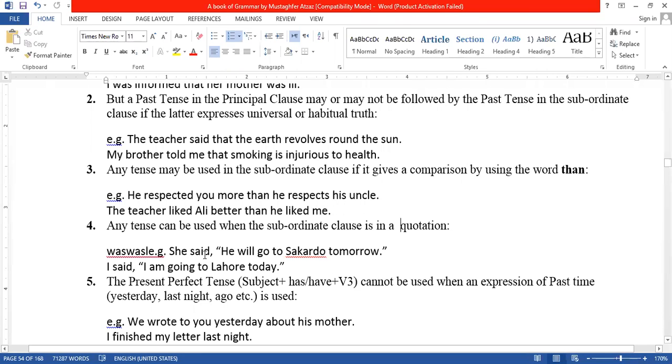She said, "He will go to Skardu tomorrow," right? Now here we are using future tense. We could have used here maybe past, maybe present, maybe past perfect. It totally depends upon you people. I mean, nobody can challenge the grammatical correctness or incorrectness of this sentence. Why? Because it is in inverted commas, or in quotation.